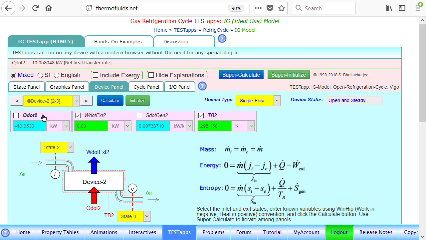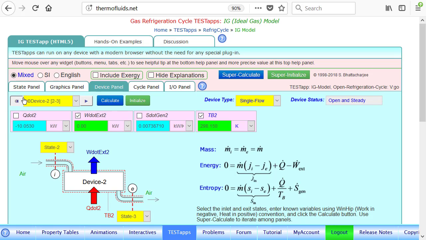This is the condenser. Heat is not condenser, I'm sorry. This is the heat exchanger, I should say, instead of condenser, where heat is rejected. And the heat is rejected, that's why it's negative. Device 3 is the turbine. It will produce some power, net power, between state 3 and 4, which will be less than what the compressor requires. And that difference will be our net power.